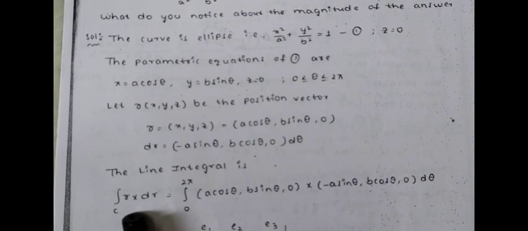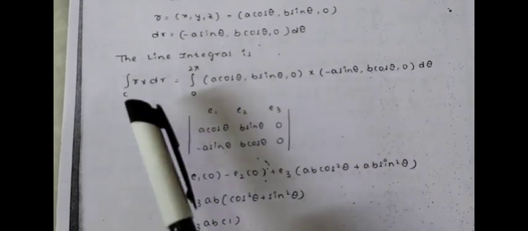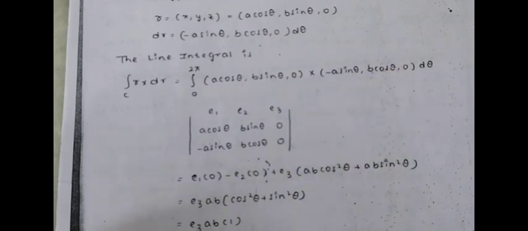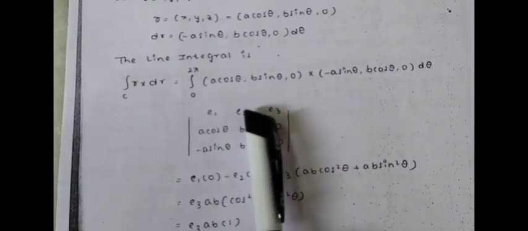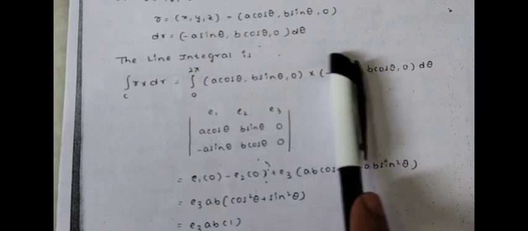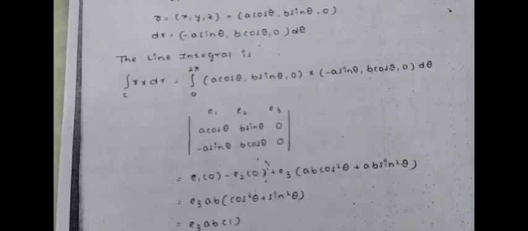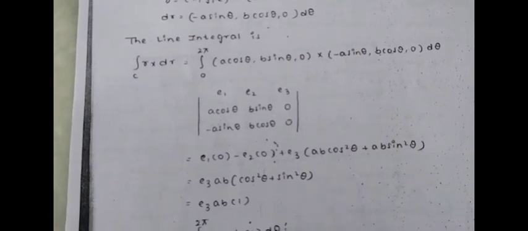Now for the line integral r cross dr, we have to take the cross product. So how to take r and dr? Take them as they are. How to take the cross product? First take the determinant with e1, e2, e3, then take the first vector elements, and take the second vector elements right as they are. Now take the determinant. We obviously know how to take the determinant.